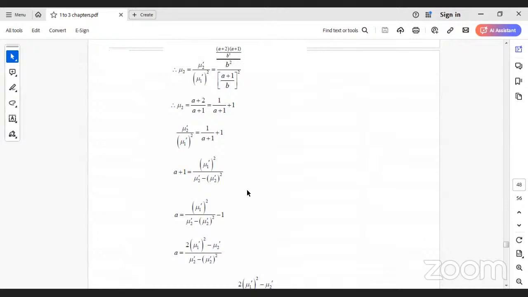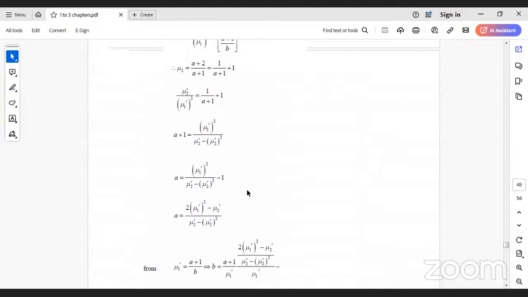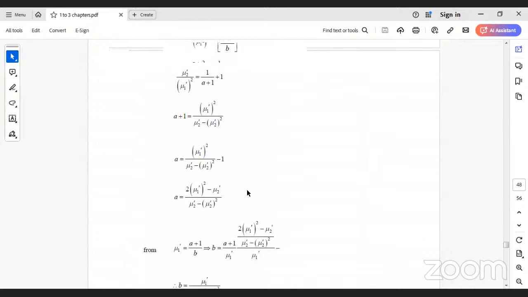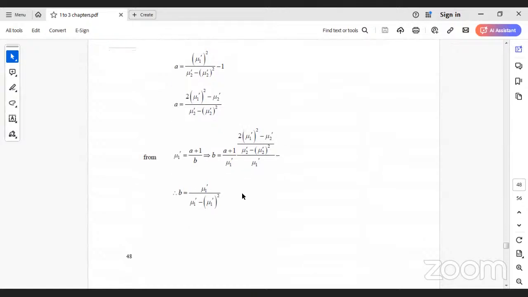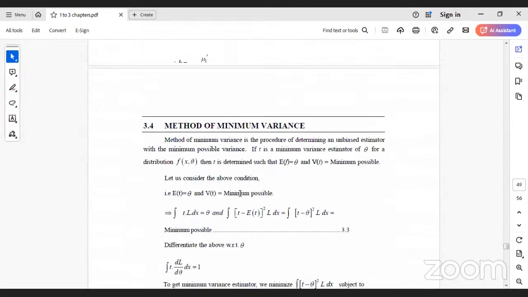So a + 1 = (mu1')^2 by (mu2' - (mu1')^2). A = (mu1')^2 by (mu2' - (mu1')^2) minus 1. So therefore a = (2(mu1')^2 - mu2') by (mu2' - (mu1')^2). So mu1' = (a+1) by b, so b = (a+1) by mu1' = mu1' by (mu2' - (mu1')^2). Those are the conditions we are taking here. So therefore b = mu1' by (mu2' - (mu1')^2). This is condition 1.